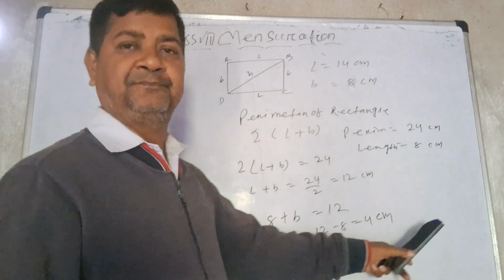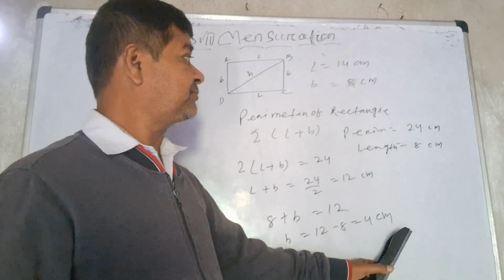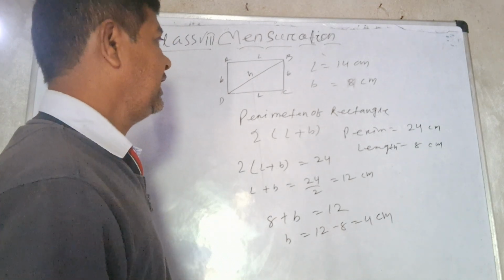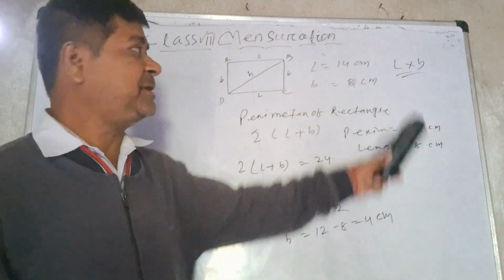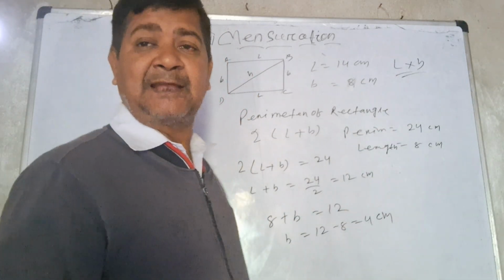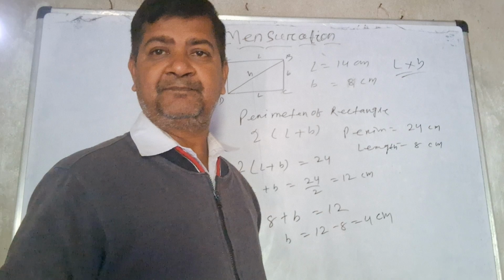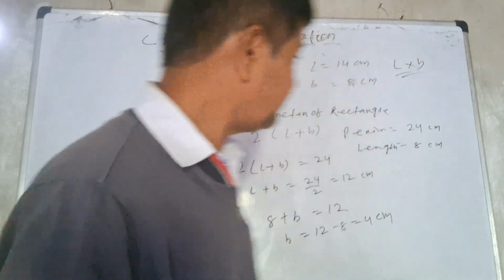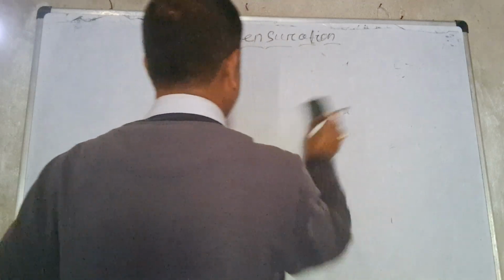Then you will be able to find the area. Formula is L into B. Find L into B. It is pretty easy for you. One after another, the basic formulas about polygons, I will discuss.